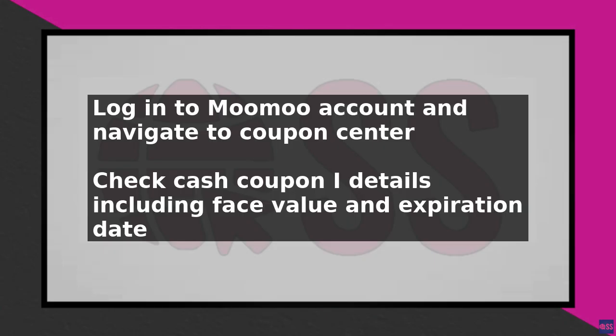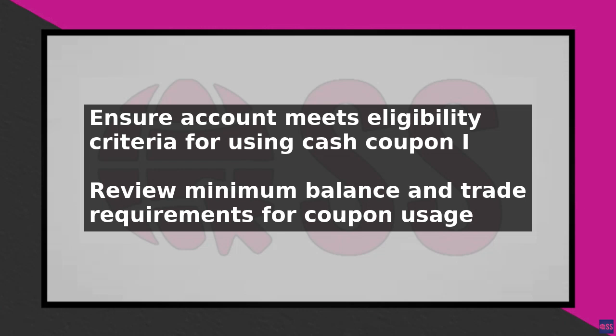Check the details of the coupon, including the face value, expiration date, and any applicable terms and conditions. Next, ensure that your account meets the eligibility criteria for using the cash coupon I. This may include having a minimum balance or having completed a certain number of trades.